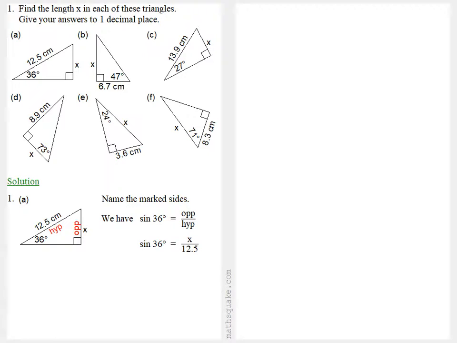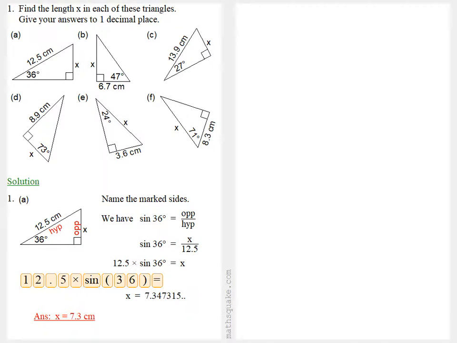Now if we multiply both sides by 12.5, we get 12.5 times sine 36 equals x, and we can just type this into the calculator. We just type in 12.5 times sine brackets 36 close brackets equals, and the calculator will display 7.347315. Now if we round that off to one decimal place, that gives us an answer. The length x is 7.3 centimetres.